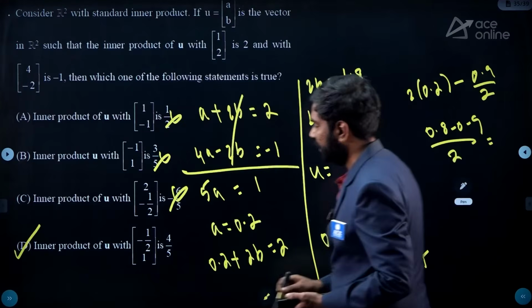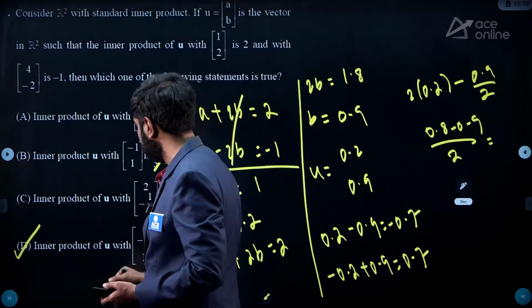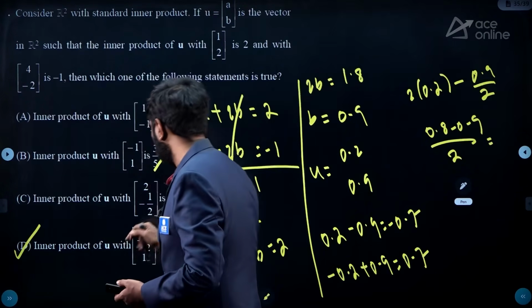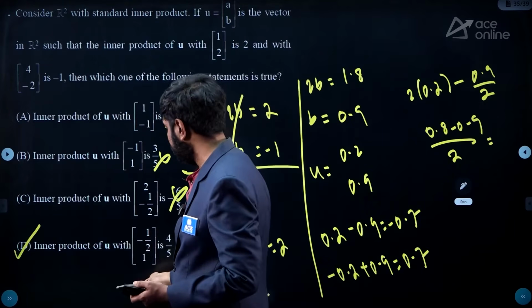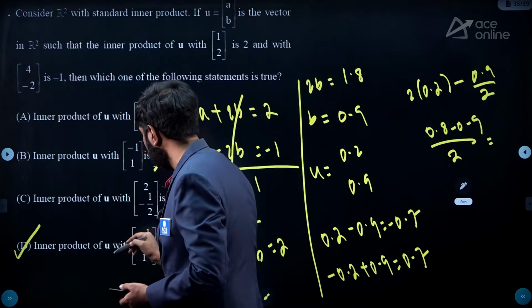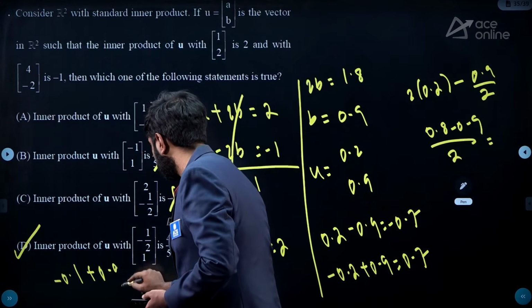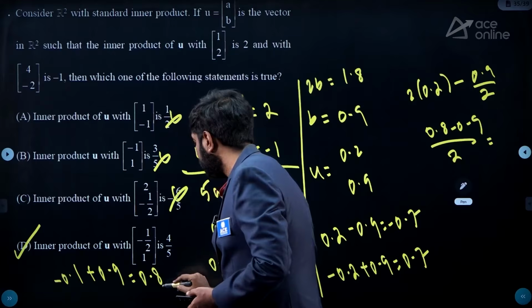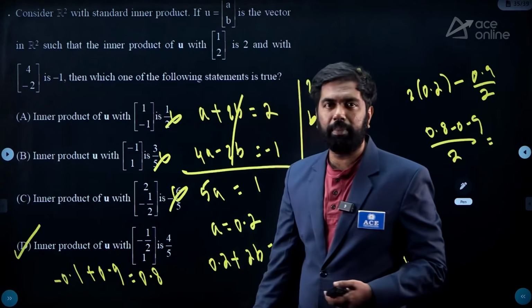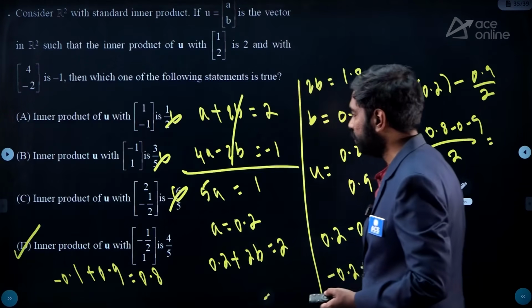You can verify that. If you try to take the inner product with this, 0.2 into minus 0.5, 0.2 minus 0.5 is minus 0.1, plus 0.9, which is 0.8. 4 by 5 is 0.8, it matches. So the answer to this problem is option D.